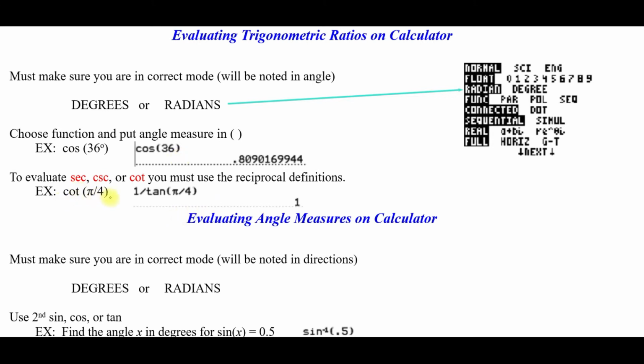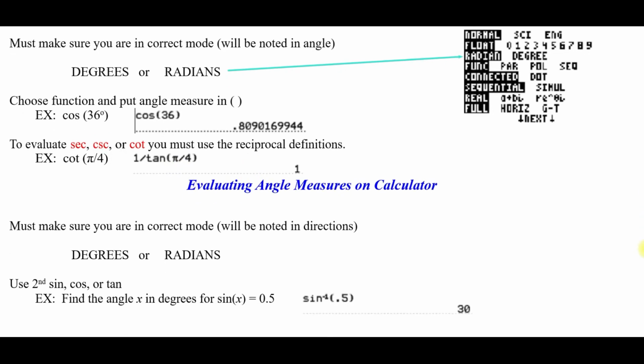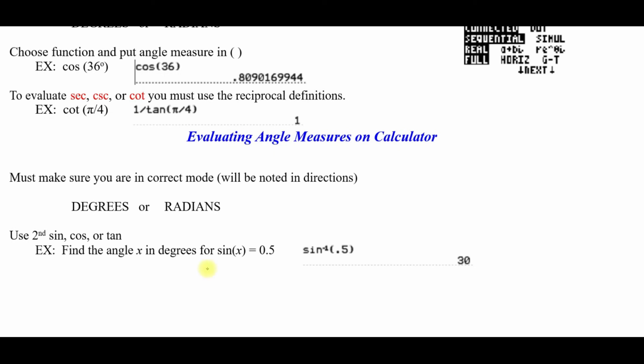If you're going to do secant, cosecant, or cotangent, you have to use your reciprocal definition. So again, it's important to remember those definitions that we talked about earlier. And then when you are trying to find an angle measure, so when we have the sine of x equals 0.5, in order to get this x by itself, we would have to bring the sine to the other side, in which case it has to be inverse. So this is inverse sine of 0.5. This one asks for x to be in degrees, so we would change the mode and make sure we're in degree mode, and then we would use that inverse sine.